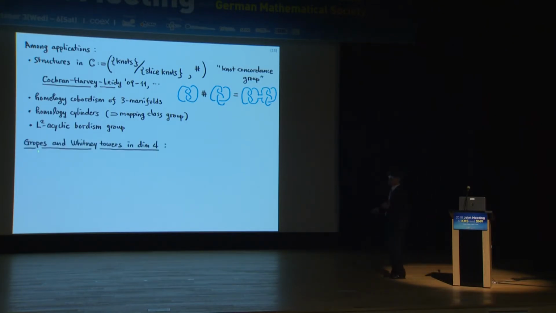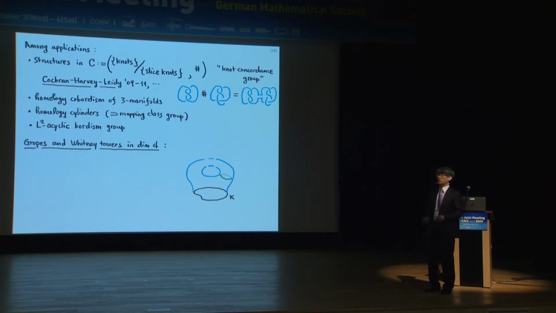But let me just focus more on the idea of gropes and Whitney towers in dimension 4. What is a grope? So here is a knot, and we wanted to find a disk, but what can you do if we don't find a disk? Then it's much easier to find a surface with higher genus. So this is a genus 1 surface, but this is not a disk. So we want to promote this guy into something which is closer to an embedded disk.